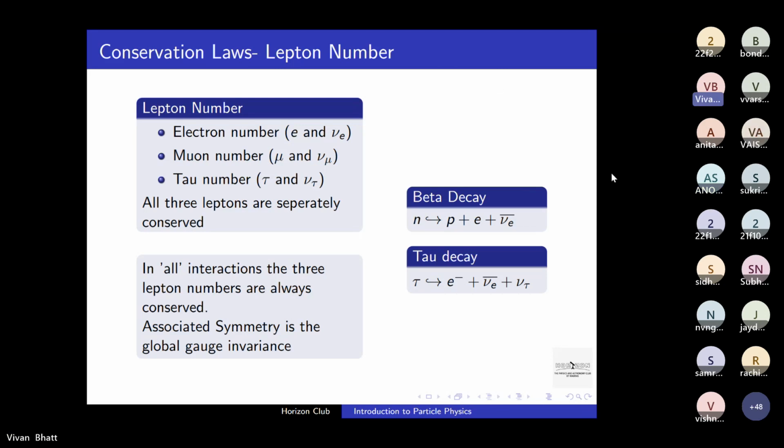Vivan, your voice is breaking. I think it's not clear. Is this better? I don't know. Yeah, I think it's better. Just in the middle, it was breaking. Okay, cool. Gayatri, if the issue persists, just try leaving and rejoining. It's just funny how often that fixes things.